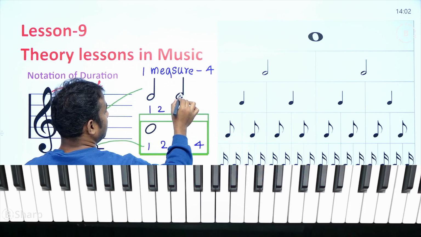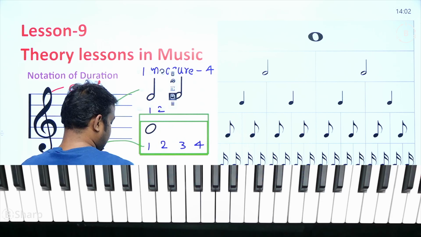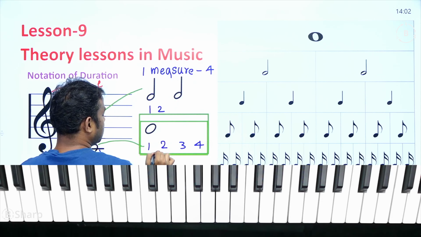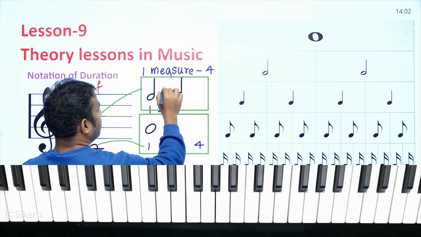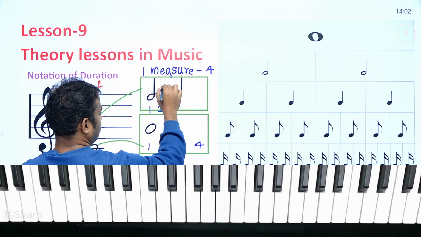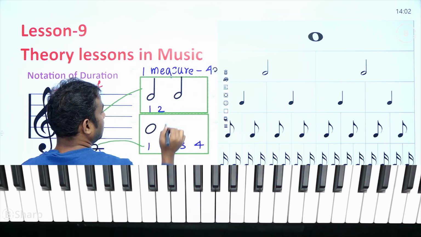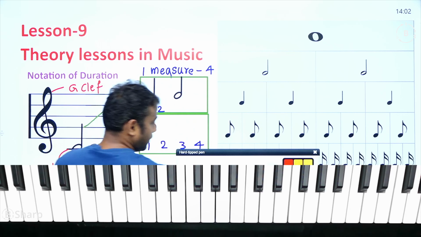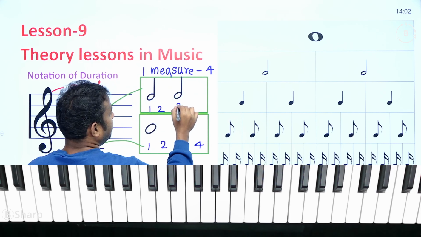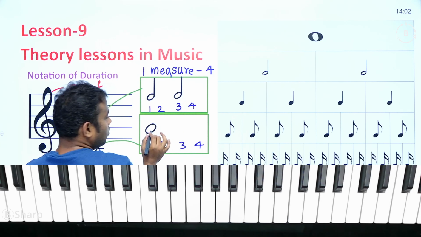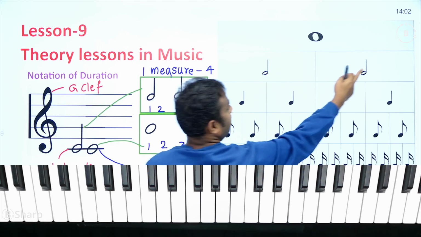Then one more thing I can do here, that is the half note, which I'm talking about. So this 3, 4 will come. So one whole note is equal to 2 times of half notes.